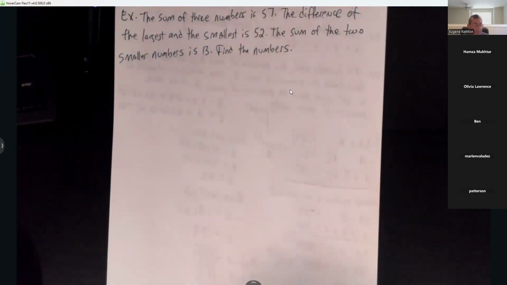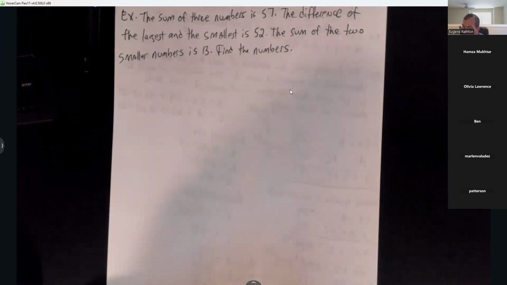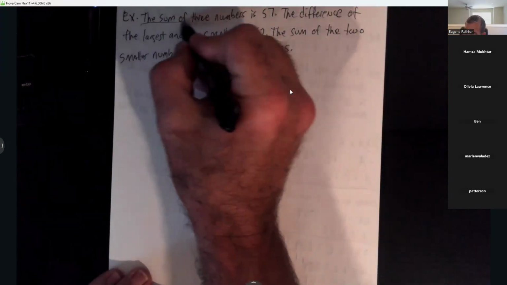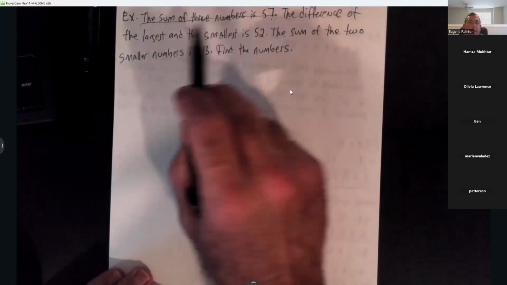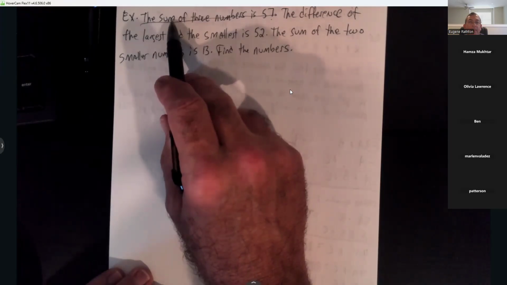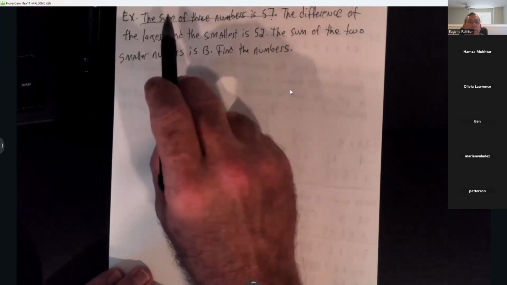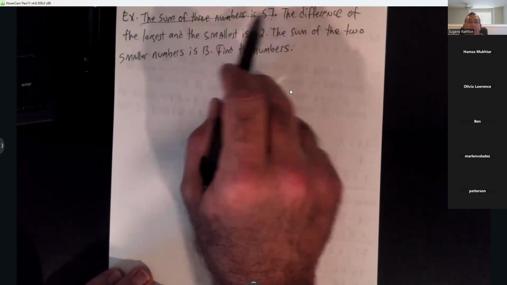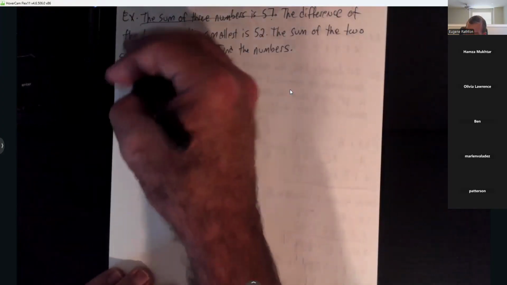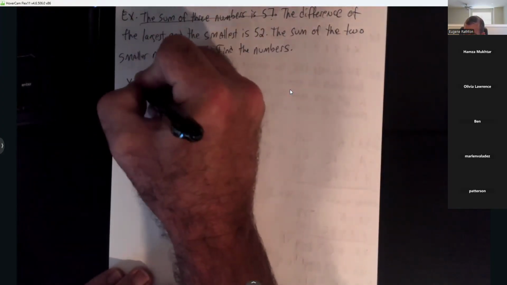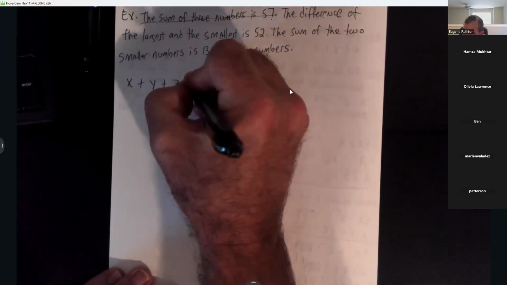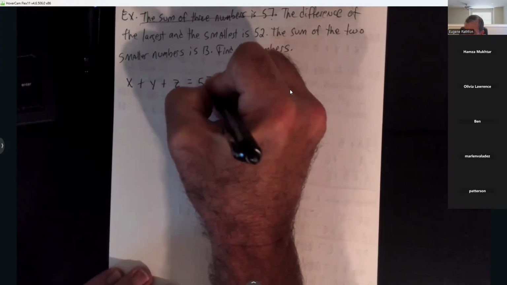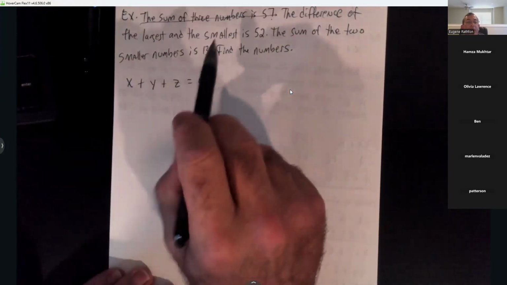And I'll show you a little trick I do to some of these like this. First of all, let's figure out this sentence. The sum of three numbers is 57. Well, remember, sum means you're adding. Is equals. So three numbers added together must equal 57. So y'all, that's going to be x plus y plus z equals 57.